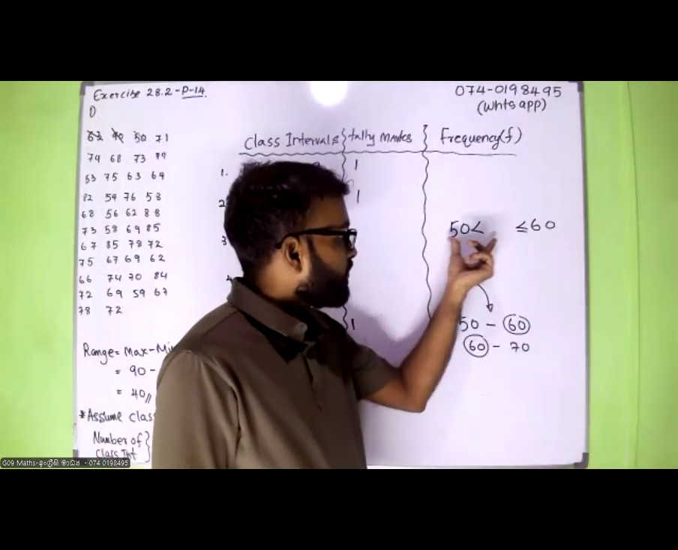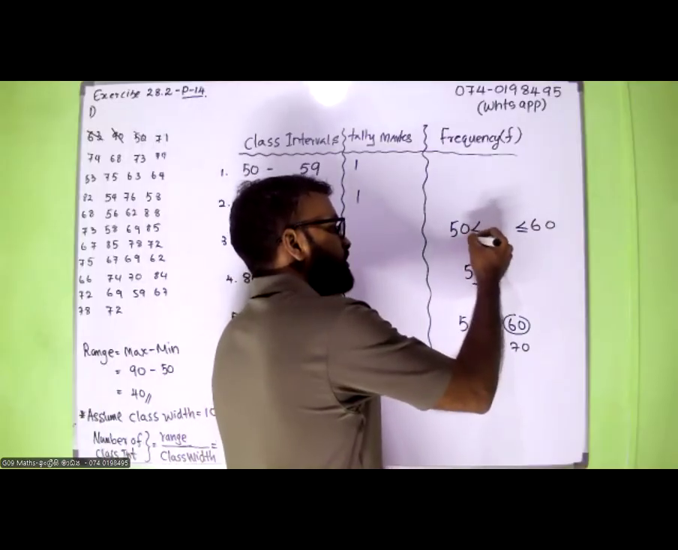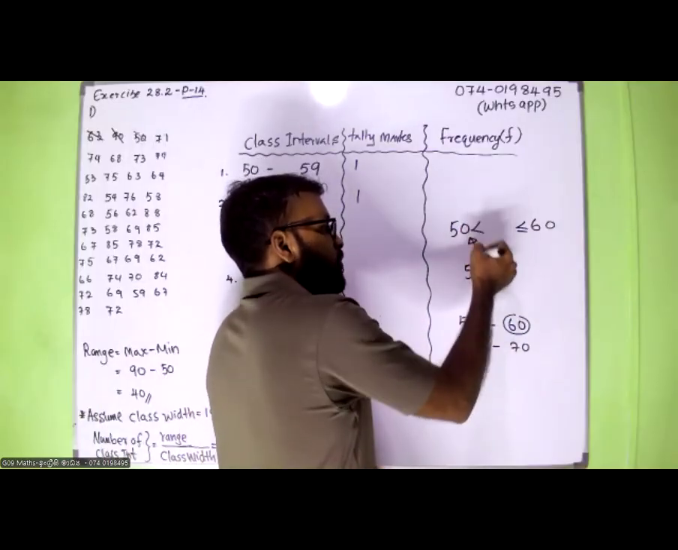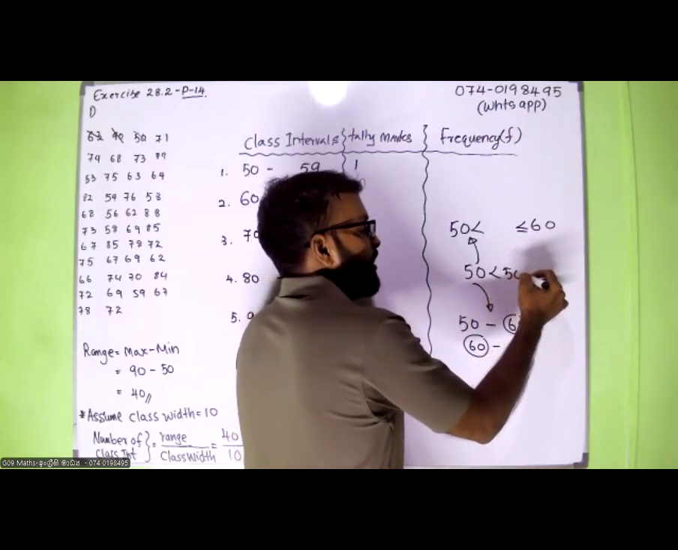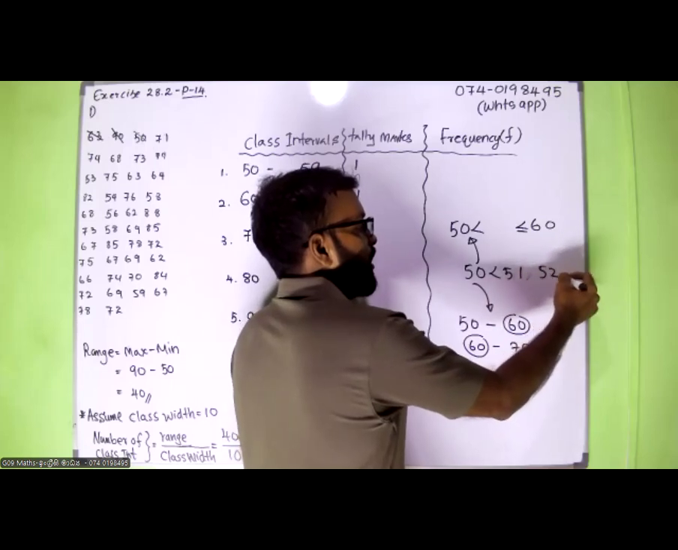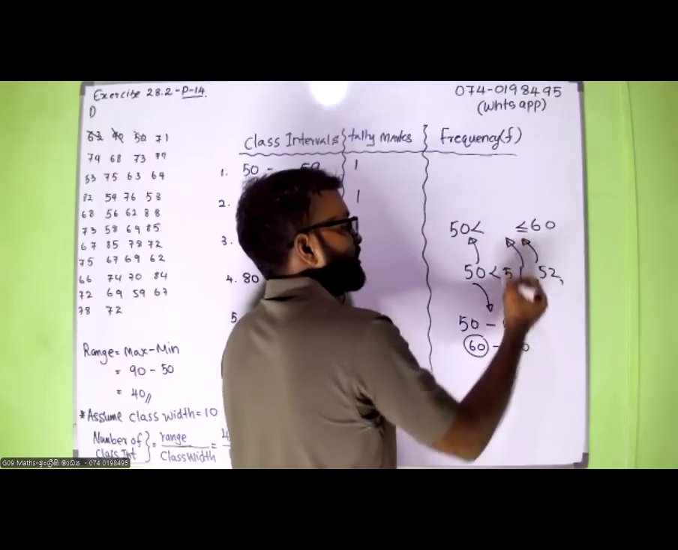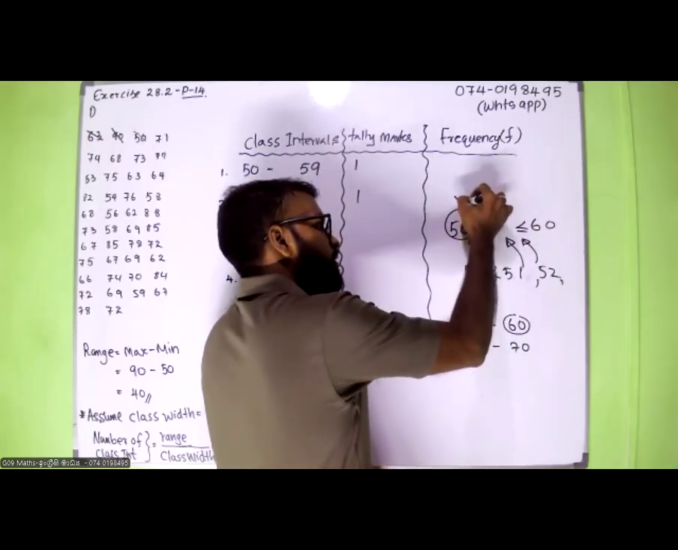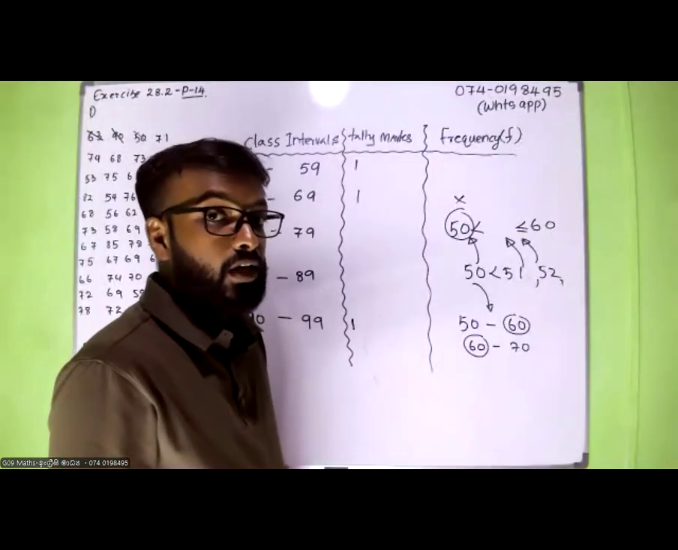So here 50 to 60. You cannot put this 50 into the first class interval because you can only put the values which are greater than 50: 51, 52, and so on. Only these values can be taken into this class interval. You cannot put 50. Keep that in your mind.